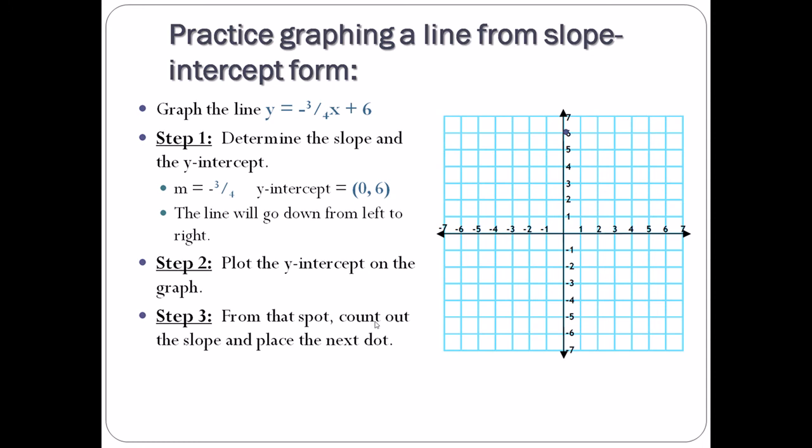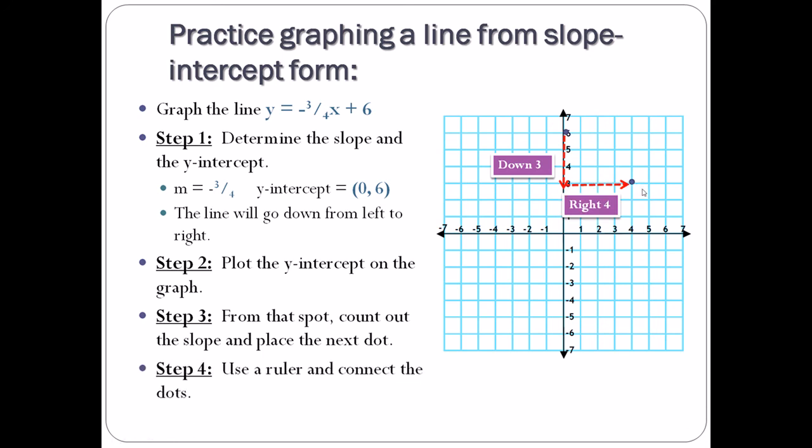Step 3, we're going to count out the slope and place the next dot. So that's down 3 because it's negative, right 4. So I'm going to go down 1, 2, 3, and then I'm going to go right 1, 2, 3, 4, and put my dot. Down 3, right 4, and the last step is use a ruler and make a grown-up line and connect your dots. And you did it. Hopefully you're going, yeah, I did do it, woohoo!